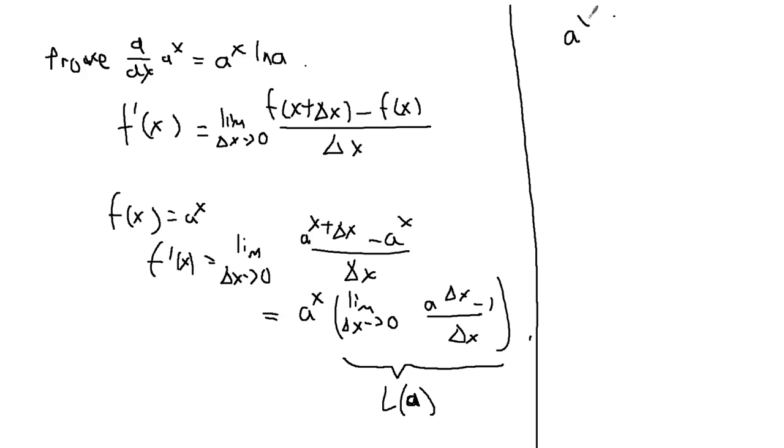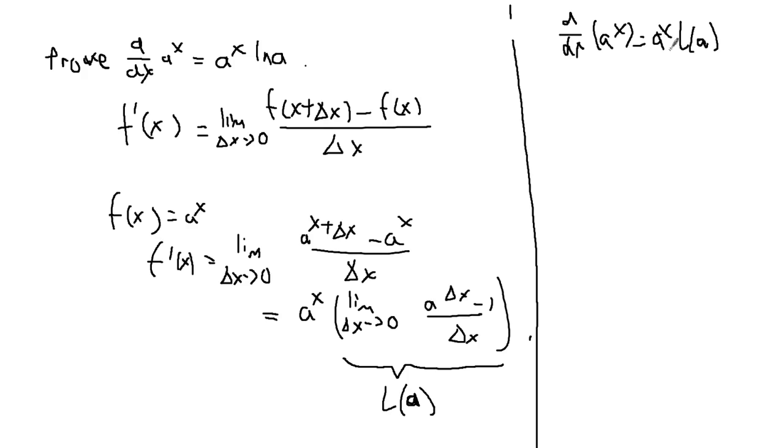So a to the x times L of a. Let's make it a little bit more clear. The derivative of a to the x is equal to a to the x times L of a, and that's it. That's all. So what is L of a? What we want to find is what L of a is, right?